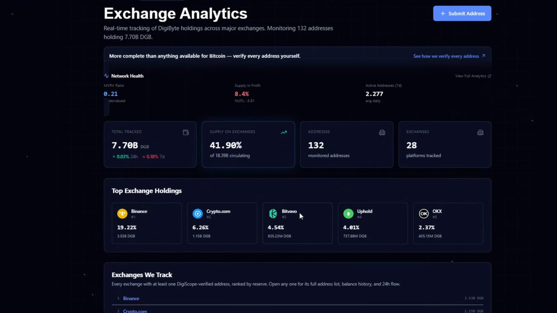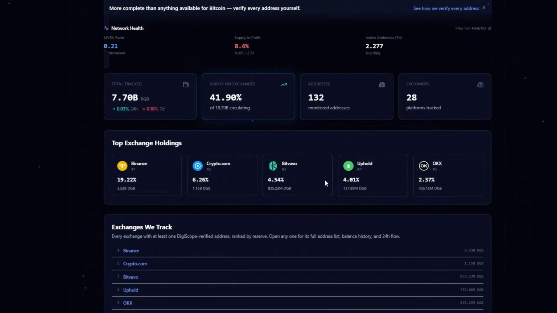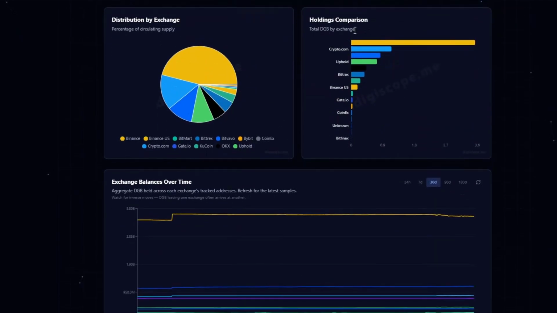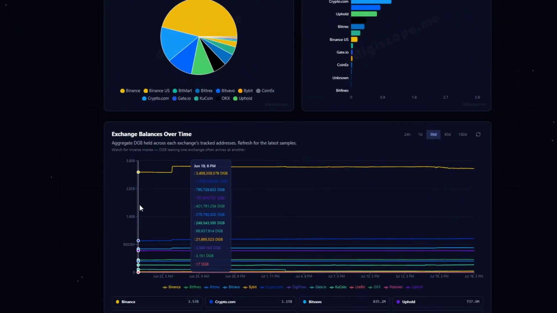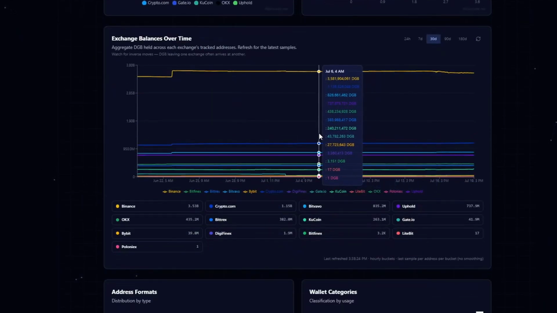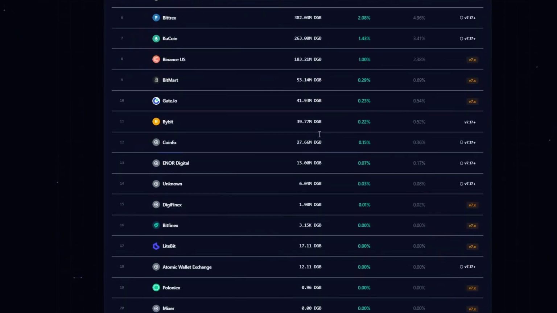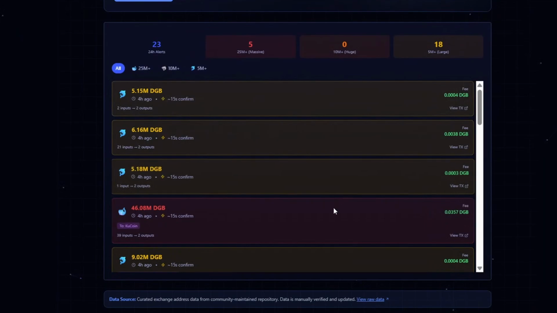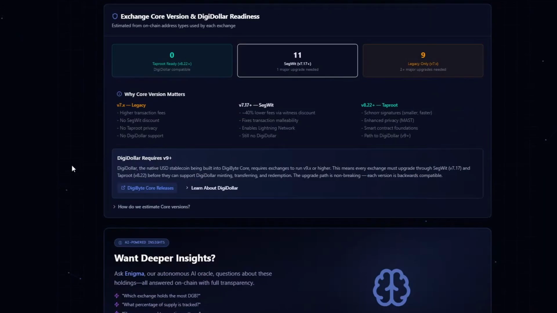Altogether, if you want to see less risky behavior from cryptocurrencies, we should be the ones owning our own keys, and we should always try to remove coins from circulation on the exchanges. The distribution by exchange, the holding comparison, and the exchange balances over time can be shown on the exchanges page. Besides that, another cool thing you can see is the big whale transactions, which will pop up down below.